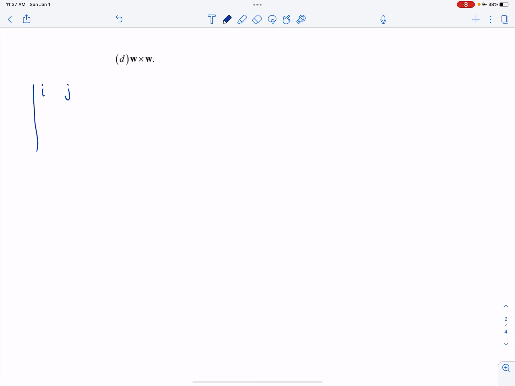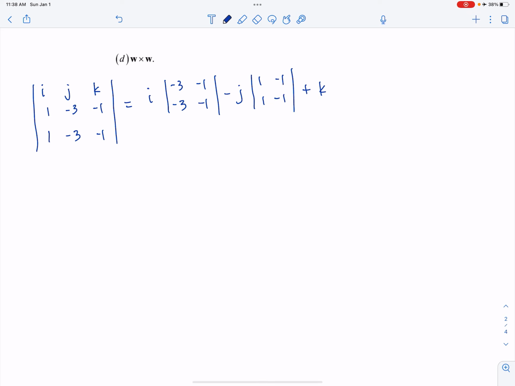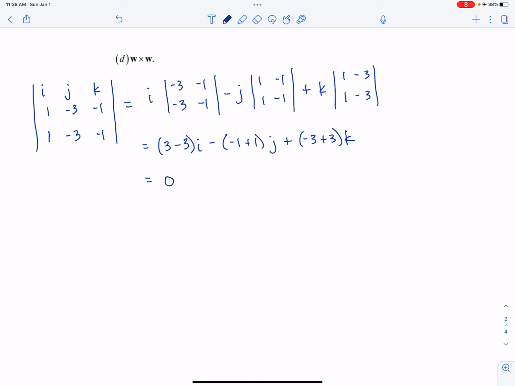We have i, j, k, 1i, -3j, minus 1k. We have the determinant of -3, -1, -3, -1. j is the determinant 1, -1, 1, -1. k with the determinant 1, -3, 1, -3, which will give us 3 minus 3 i, -1 plus 1 j, -3 plus 3 k, which is also going to give us 0.